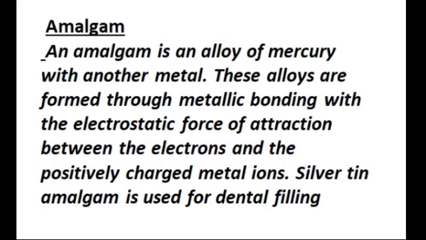Next topic, amalgam. What is amalgam? An amalgam is an alloy of mercury with another metal. These alloys are formed through metallic bonding, with the electrostatic force of attraction between the electrons and the positively charged metal ions. This is called amalgam.